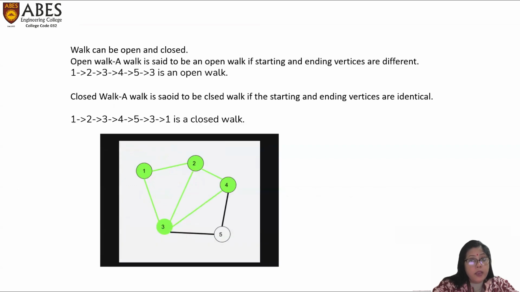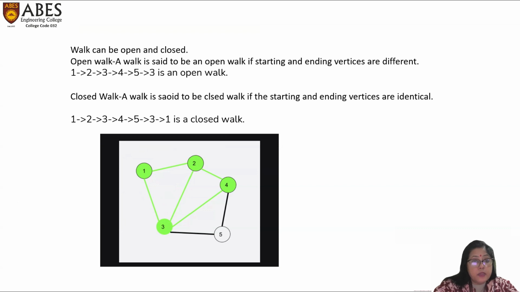Now a walk can be open as well as closed. Now, what is an open walk? A walk is said to be open if the starting and ending vertices are different. That is, once we start from a vertex, we don't go to the same vertex at the end. That is called an open walk.